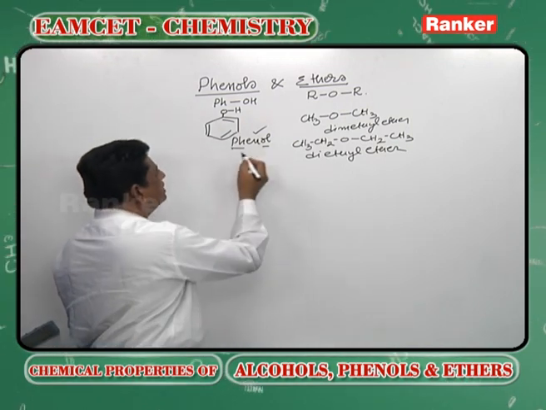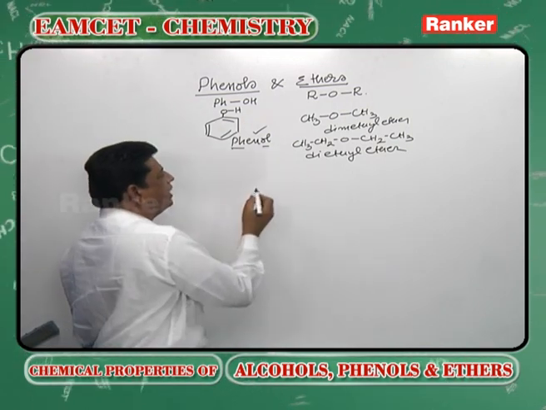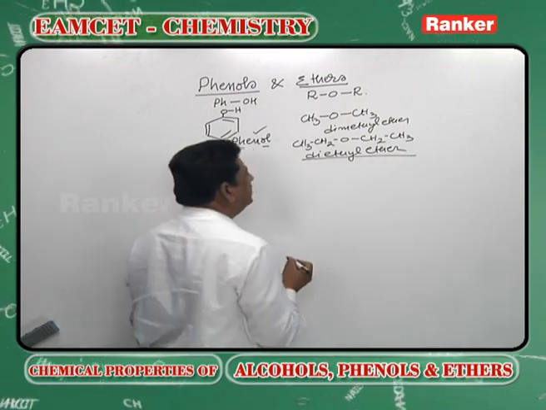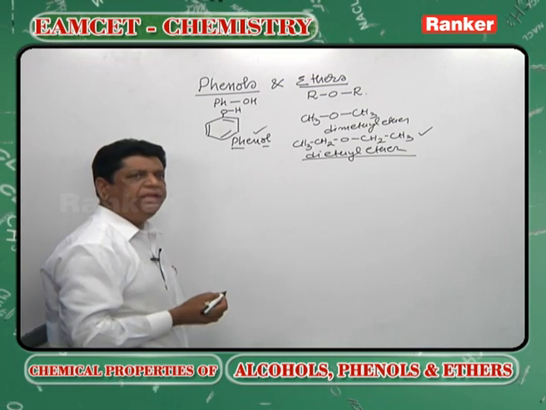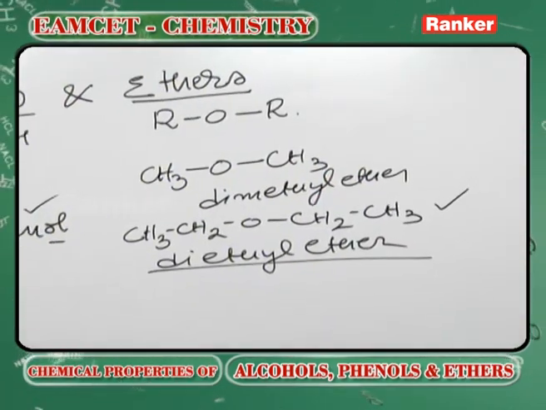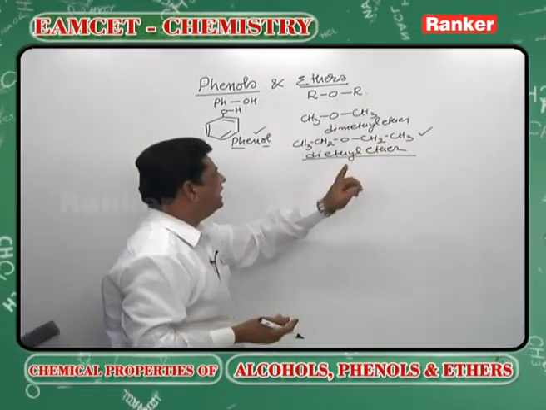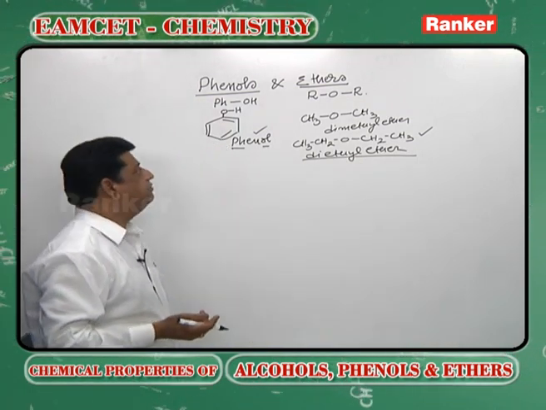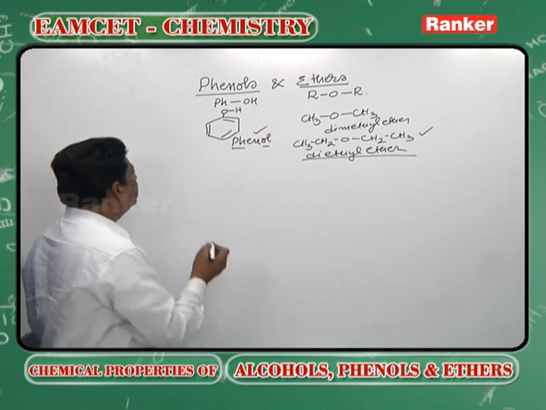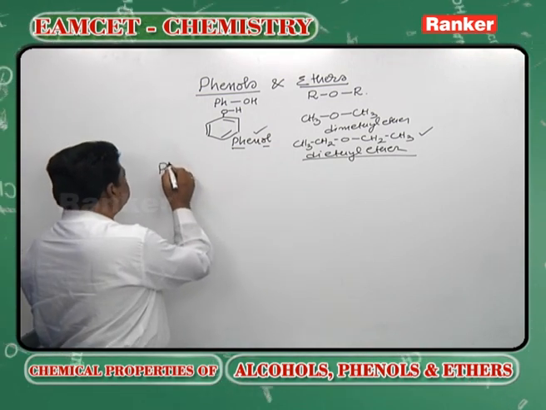In the case of phenols, we take ordinary phenol, and a typical example for the study of ethers is diethyl ether. This is also known as common ether or solvent ether. Both sides we have ethyls, therefore it is diethyl ether, the nomenclature, and the rest we will take in the ether topic. Let us take phenols first.